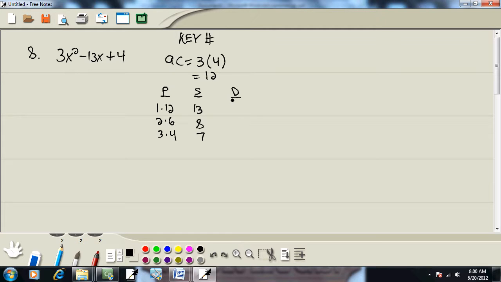The difference column, D for difference, we subtract smaller from larger. 12 minus 1 gives us 11. 6 minus 2 is 4. 4 minus 3 is 1. Now the number we're looking for is the number in our middle term, which is 13, which is right here, which means I'm going to use 1 and 12. And what we do is we rewrite our middle term using those 2 numbers.